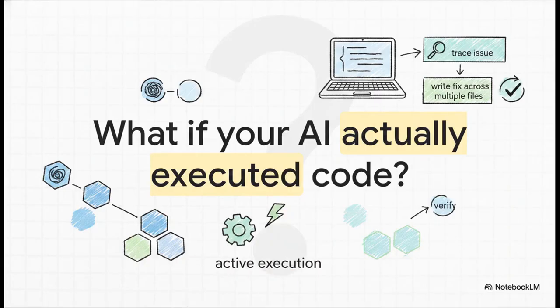Just take a moment and ask yourself, what if your AI didn't just suggest code, but actually executed it? Imagine a workflow where your AI moves way past simple recommendations. Instead of just telling you how to fix a bug, it traces the issue through your entire codebase, identifies the root cause, writes the fix across multiple files, and then verifies that it actually works. That's a massive leap from passive suggestion to active execution, and it's exactly what we're breaking down today.